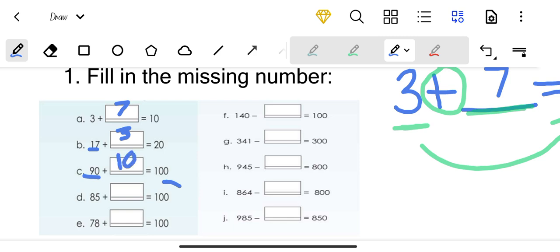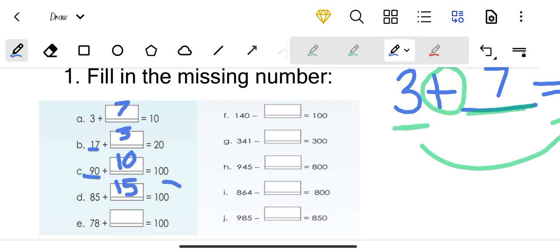So D, 85 plus blank is equal to 100. You check, what did they do to 85 for us to get a 100? If I say 85 plus 15, do I get a 100? Yes, I do get a 100. So it means that the answer there is going to be a 15.